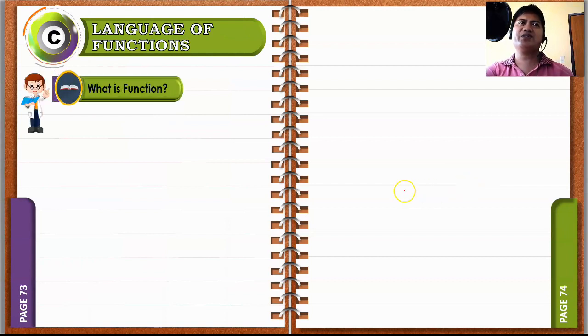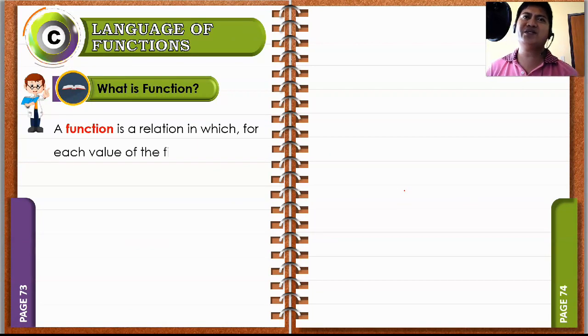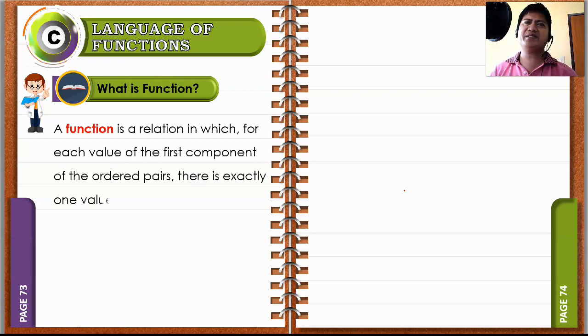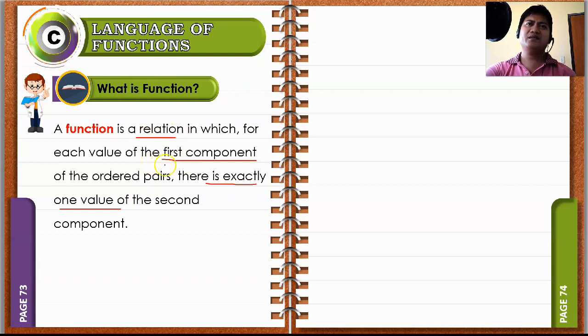So for the language of functions, what is a function? A function is a relation in which for each value of the first component of the ordered pairs, there is exactly one value of the second component. It is very important that for the function, for each first component there is exactly one value of the second. So that is the definition of a function. It is a relation, but this is the very important part.